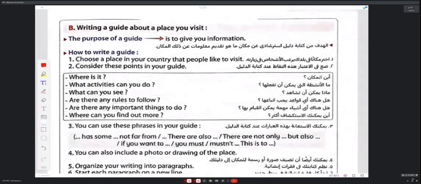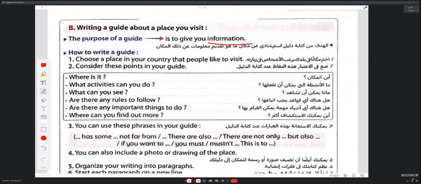Writing a guide about a place you visit. This consists of facts. When I write a guide, I give facts and sometimes steps or instructions. The purpose of a guide is to give information. How to write a guide? Choose a place in your country that people like to visit. Consider these points in your guide.